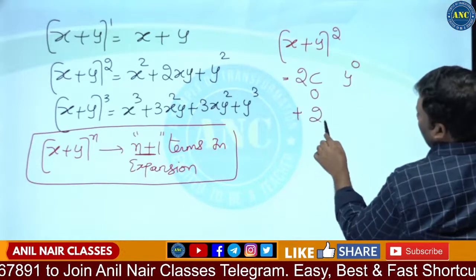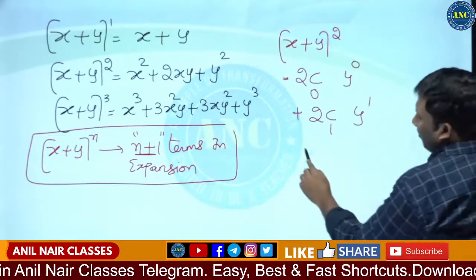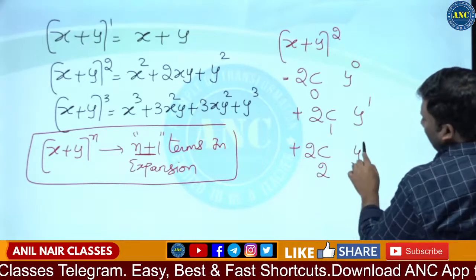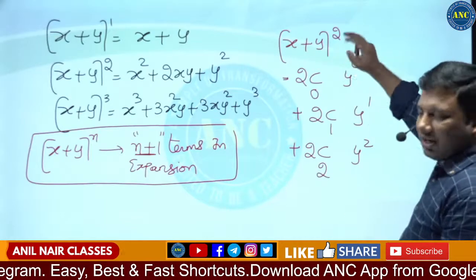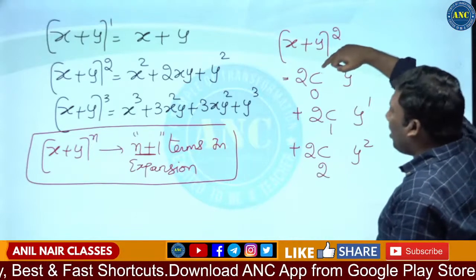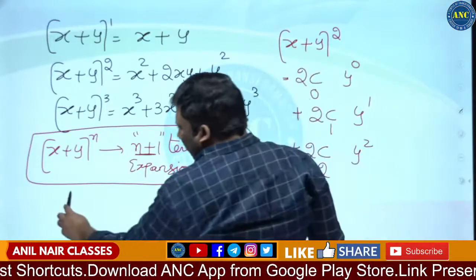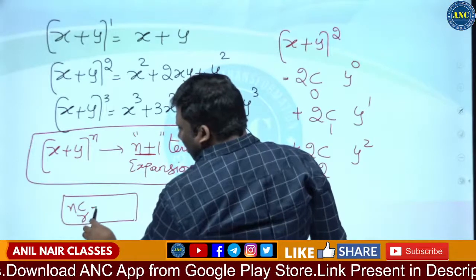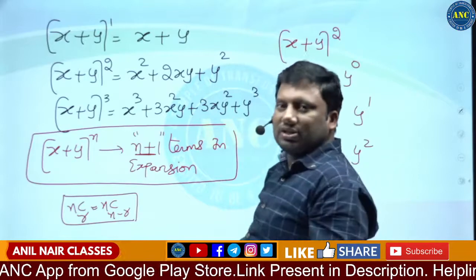From 2, select one power of y. It is y power 1. From 2, select two powers of y. So it is y square. Now if you see here, from 2 I am not selecting any power of y. Here one important property is there: nCr is equivalent to nC(n minus r).